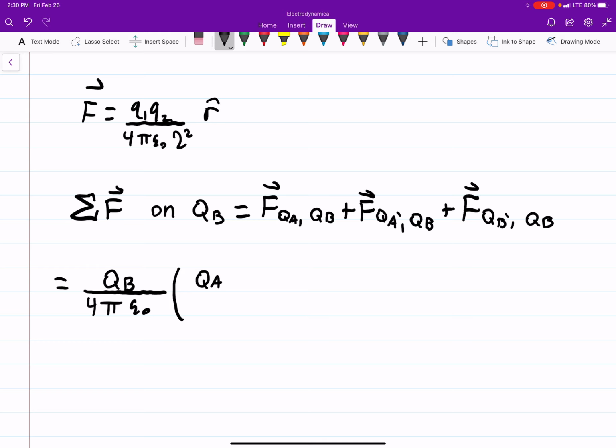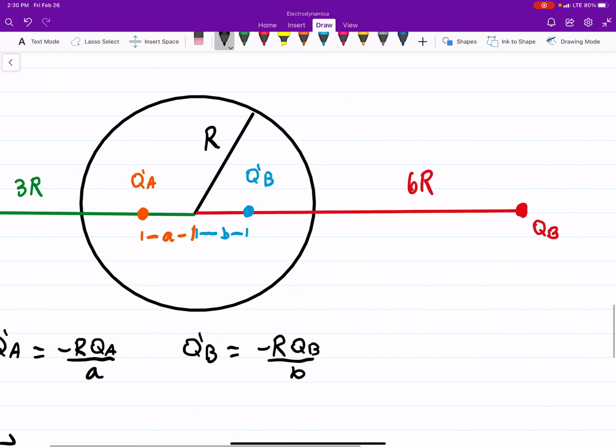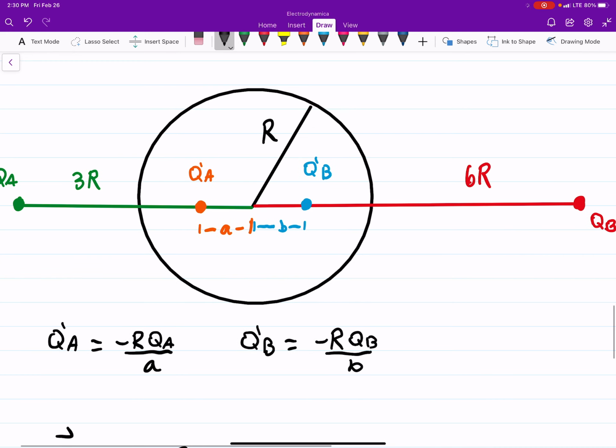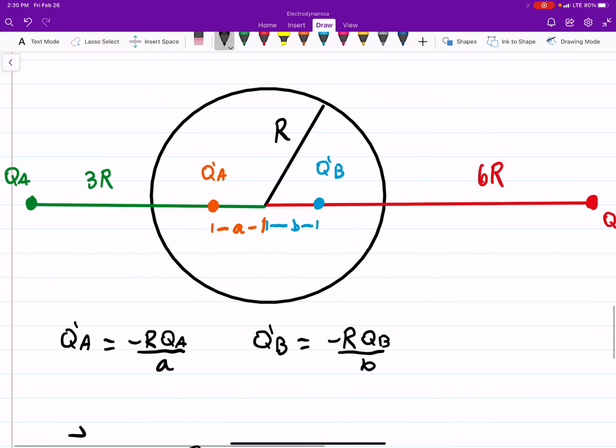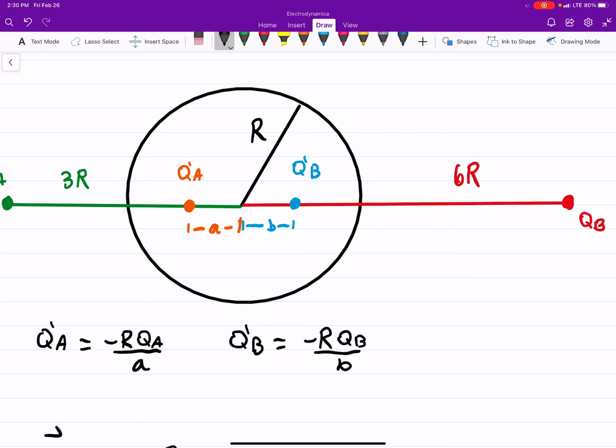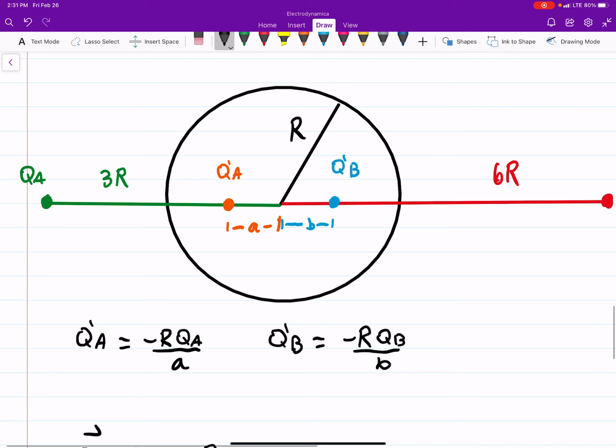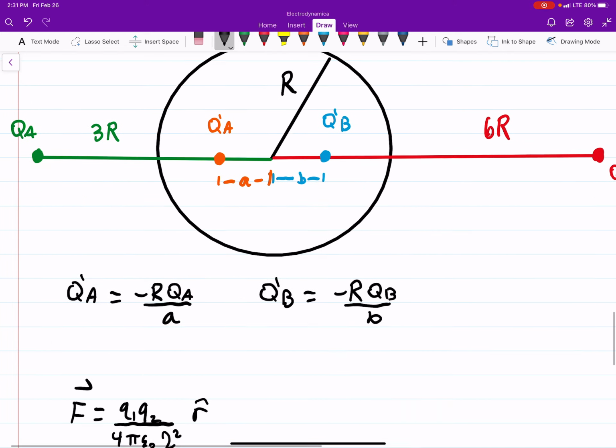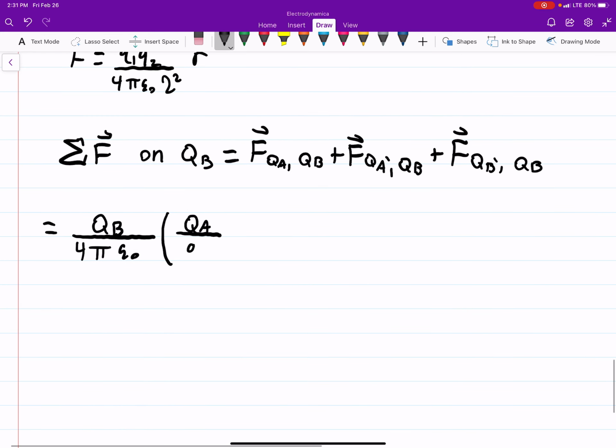And we have QA over the distance from A to B. Well, the distance from A to B, we know the distance from B to the center is 6R, and the distance from the center to QA is 3R. I'm sorry, did I say 6A? I meant 6R. The distance from QB to the center is 6R, and the distance from the center to QA is 3R. So the distance from QA to QB is 9R. So this would be 9R squared. I'm going to make this parenthesis bigger because it gets messier.